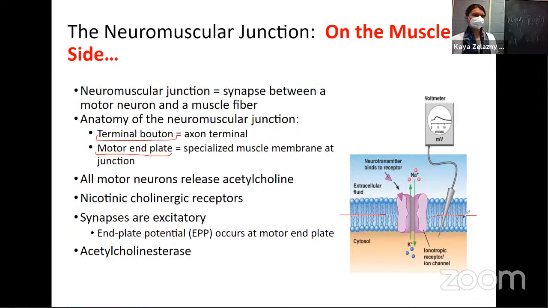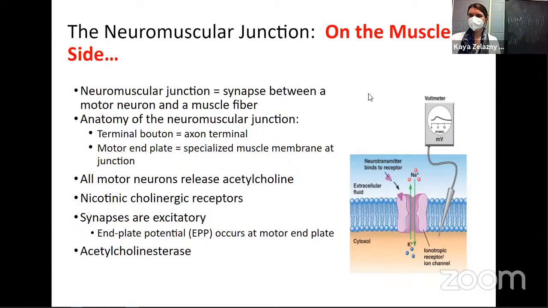So all our motor neurons are releasing acetylcholine, and on the motor end plate, we're going to see nicotinic cholinergic receptors. They're always going to be excitatory. So we're always going to create a depolarization, which we're going to call an end plate potential here in the cell, in the motor cell. Acetylcholinesterase is the name of the enzyme that clears the acetylcholine out of this space in the neuromuscular junction.